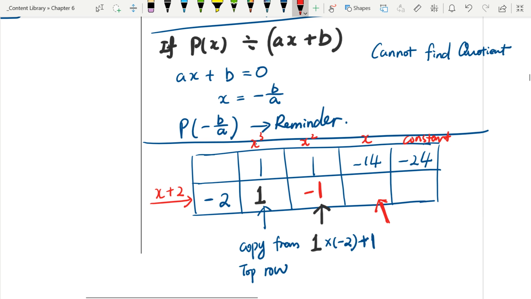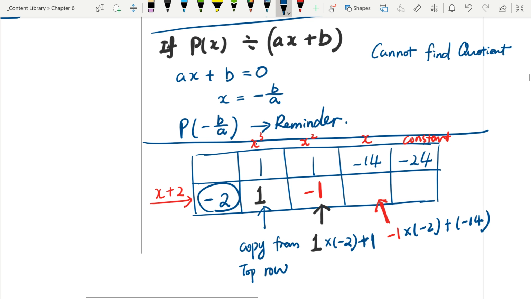As soon as you write -1, this -1 needs to go times with the -2 in the front. So always go back to times with that -2. This is the key. Any number you write down, you need to go back to times with that, and then plus the next column, which is -14.